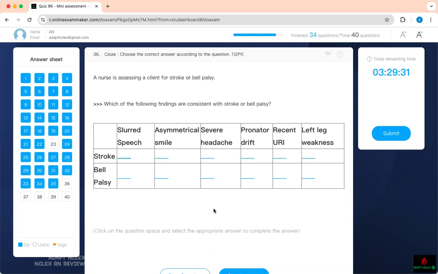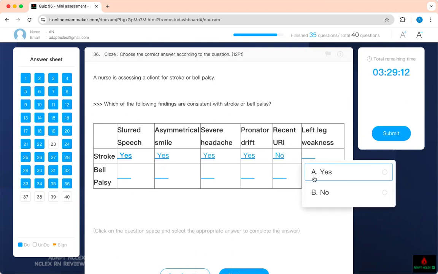And this is assessing a client for stroke or Bell palsy. Which of the following findings are consistent with stroke or Bell palsy? Stroke will have slurred speech. Stroke will have an asymmetrical smile. Stroke will have a severe headache. Stroke will have pronator drift. Stroke does not have an upper respiratory infection. Leg weakness is all stroke.